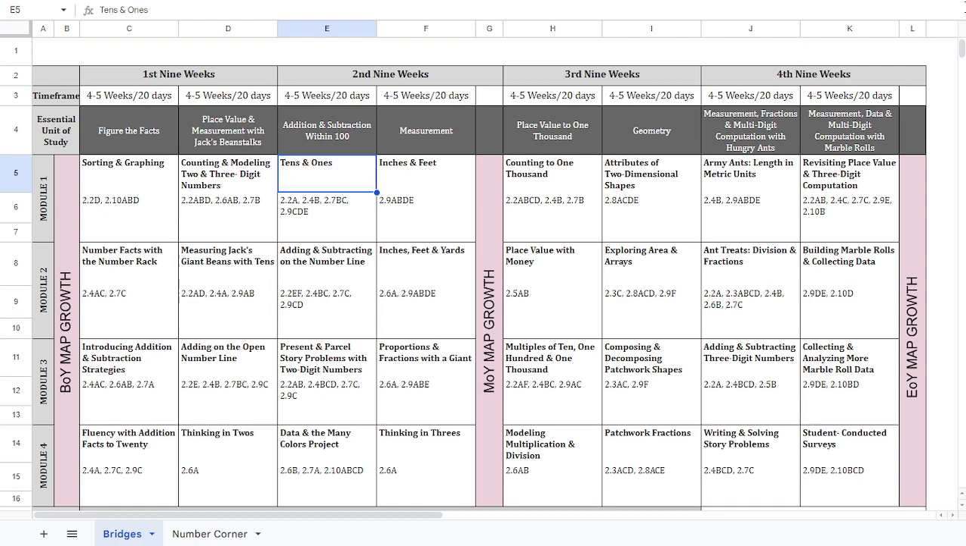But in the 4 to 5 weeks period, we have place values up to 1,000. So counting to 1,000, we will do to make sure your child knows the basics and is good at counting. Then we'll start introducing money. We will also have virtual money to make sure your child knows what money is and how to count the money. Then multiples of 10, 100, and then 1,000.